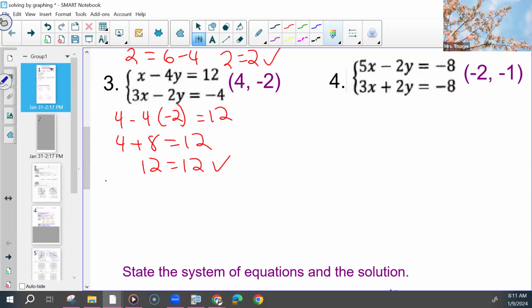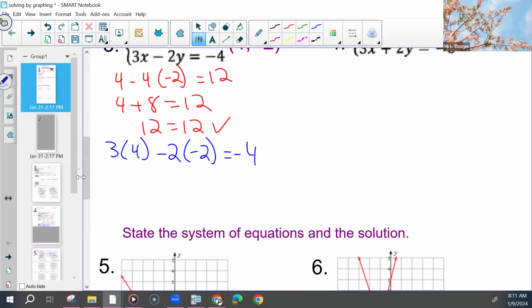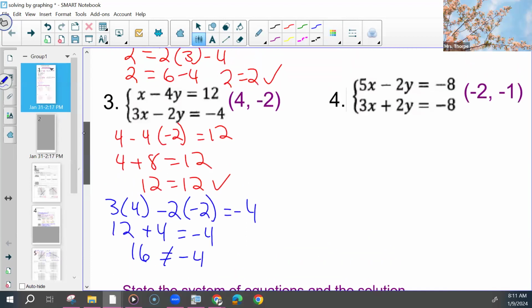Right, and then the other one, 3 times 4 minus 2 times negative 2 equals negative 4. 12 plus 4 equals negative 4. Add those together, are we going to get negative 4? Because this one does not work, this could not be the solution to both. That would mean if you were checking yourself, let's say you graphed it or did it algebraically, somewhere in your work or somewhere in your graph, you did something wrong, and you'd have to go back.